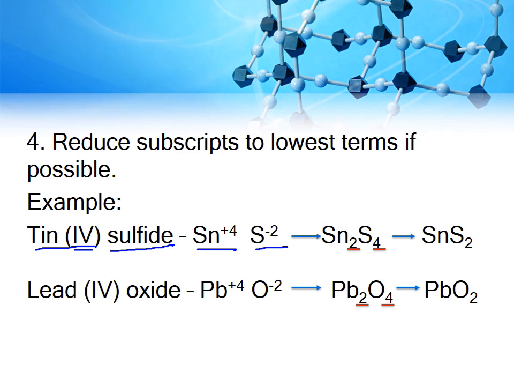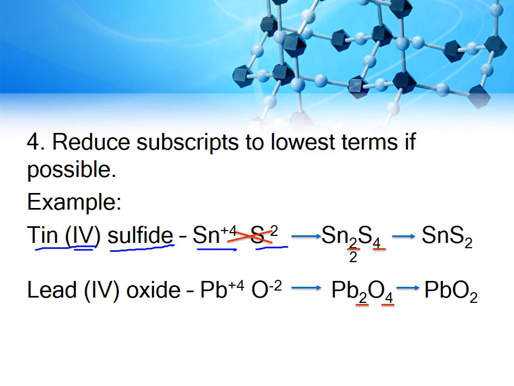According to the rule, if the oxidation state of cation is not equal to the oxidation state of anion, we will cross it over and write them as subscripts. So in this case, we had Sn2S4. So the 2 here came from sulfur, and the 4 here came from tin. So we are asked to reduce the subscripts to lowest terms if possible.